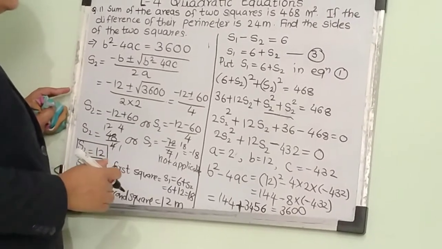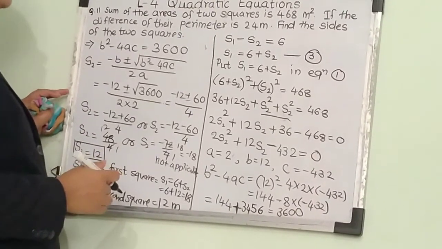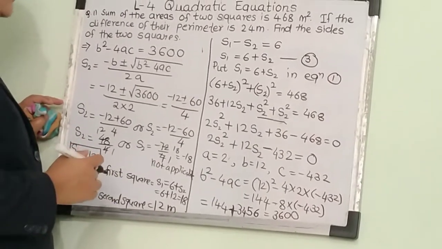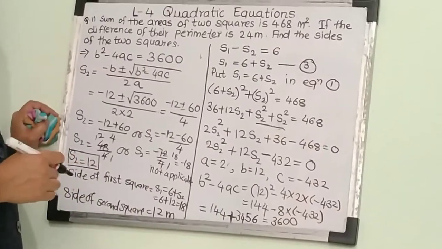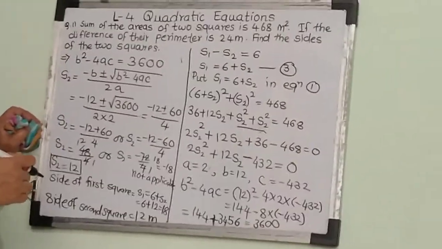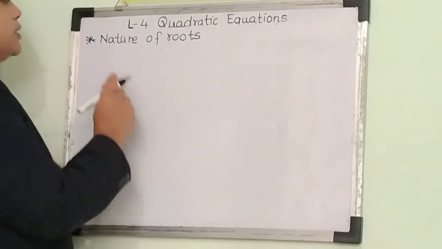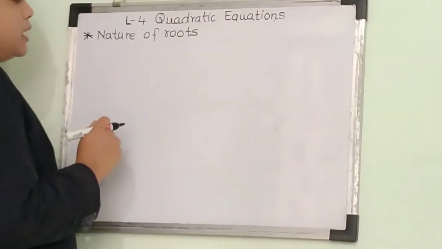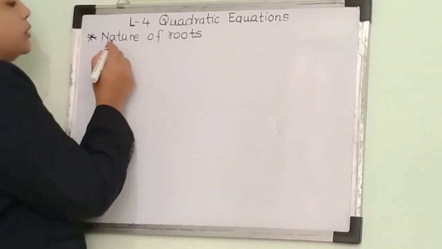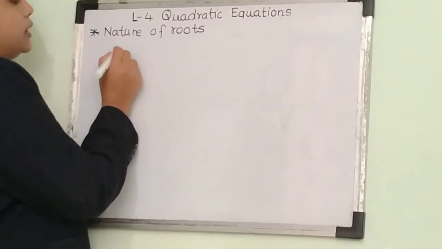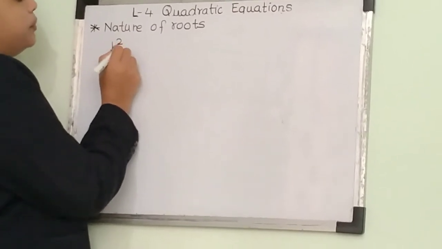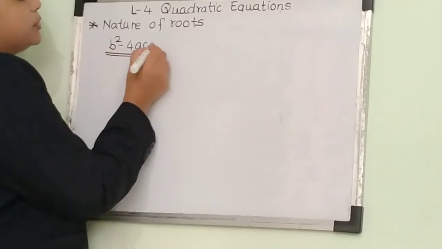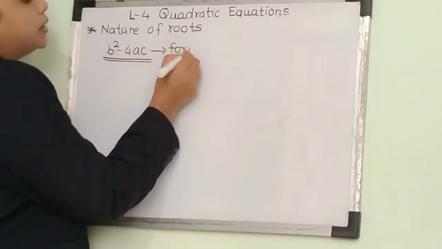So like this you can practice the remaining sums from the exercise at home. Now we are going to continue with the next topic, that is the nature of roots. How the roots are. So first, going to this topic, we know the value of b square minus 4ac. This value we are going to solve in the formula method.